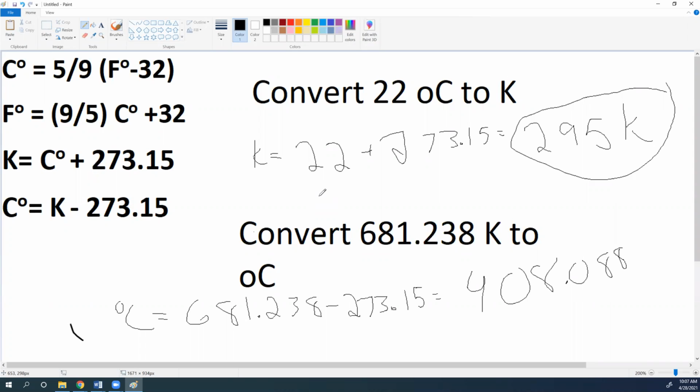I need how many decimals in my answer? 2, because 681.238 has 3 and 273.15 has 2 decimals, so I only need 2 decimals. So that equals 408.09 degrees Celsius.